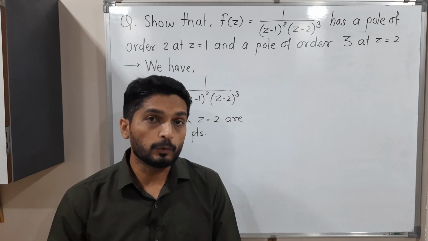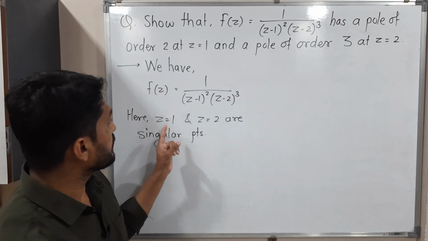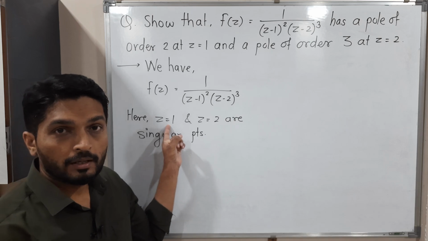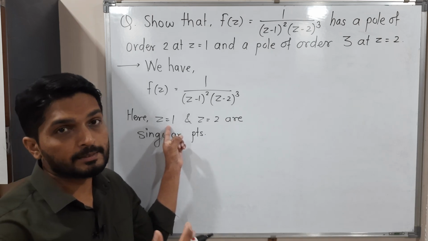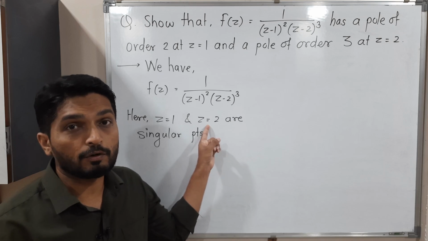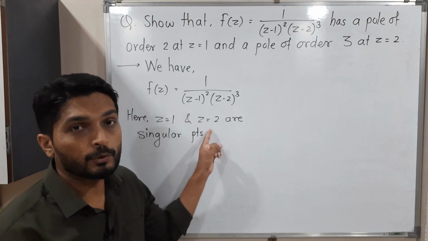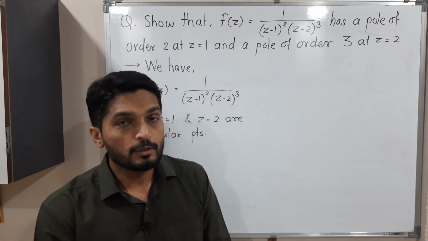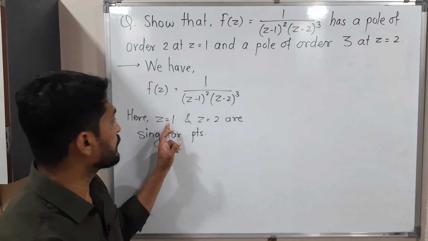So here I have to find the Laurent expansion of f of z at z equal to 1, and using that we will prove that it's a pole of order 2. After that we will find the Laurent expansion of f of z about z equal to 2, and we will prove that z equal to 2 is a pole of order 3. So let us focus on z equal to 1 first.